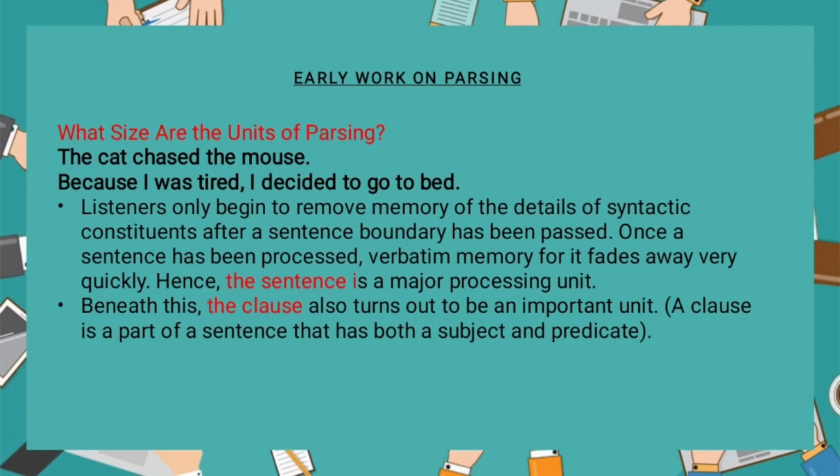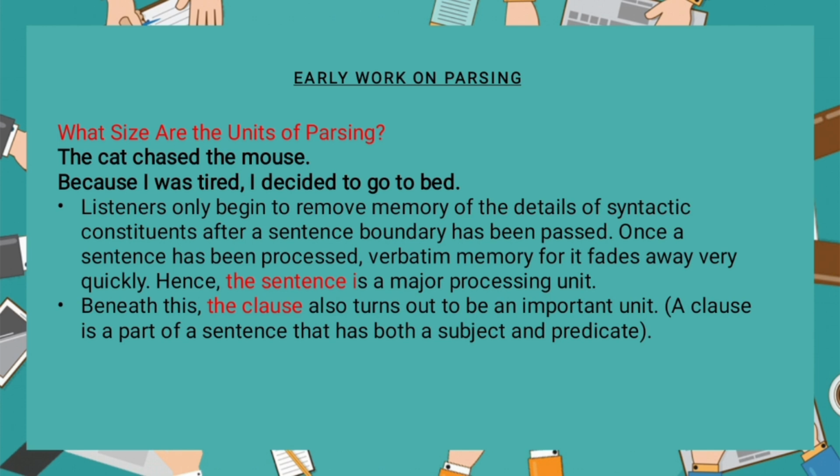The units of parsing are the constituents of a sentence. These are the building blocks that make up a sentence, and they can be of different sizes. First is the sentence, the largest unit of parsing. It is a complete thought containing a subject and a predicate.